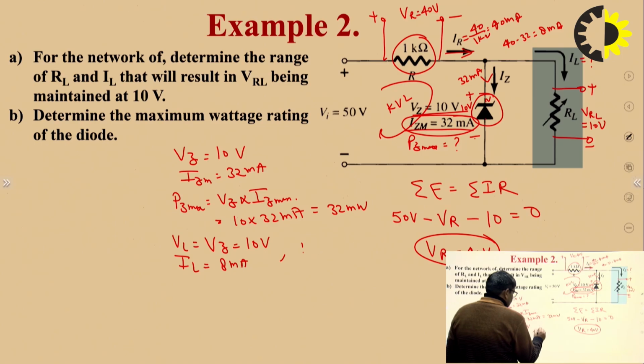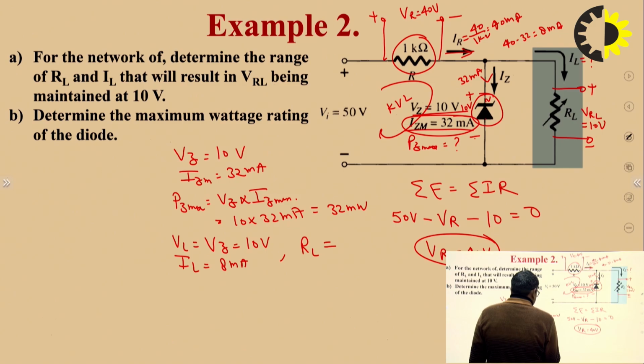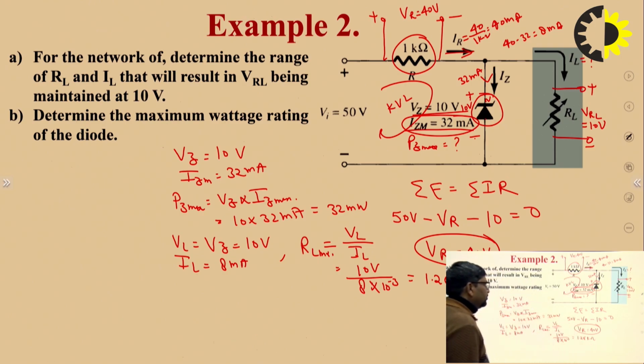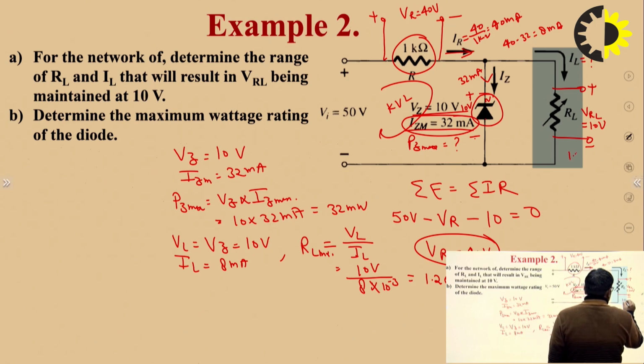So what is the load resistance? We know that RL maximum is equal to VL upon IL. So VL is equal to 10 volt, IL is equal to 8 milliampere, so that gives 1.25 kilo ohm. So we easily calculate the maximum value of the load resistance, 1.25 kilo ohm. So this value is to be here, 1.25 kilo ohm.